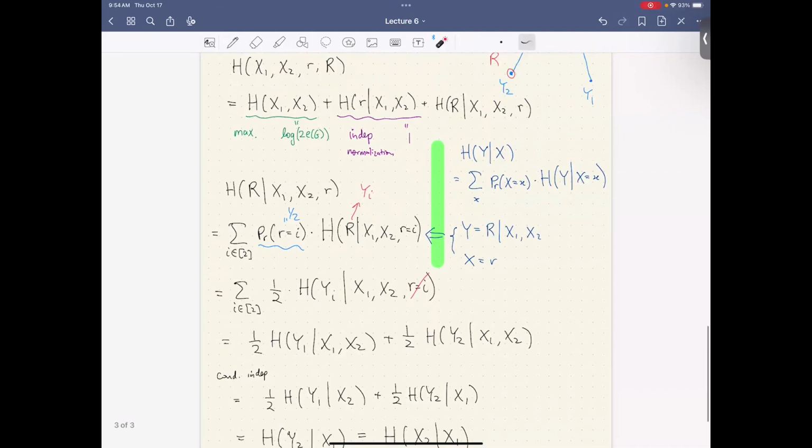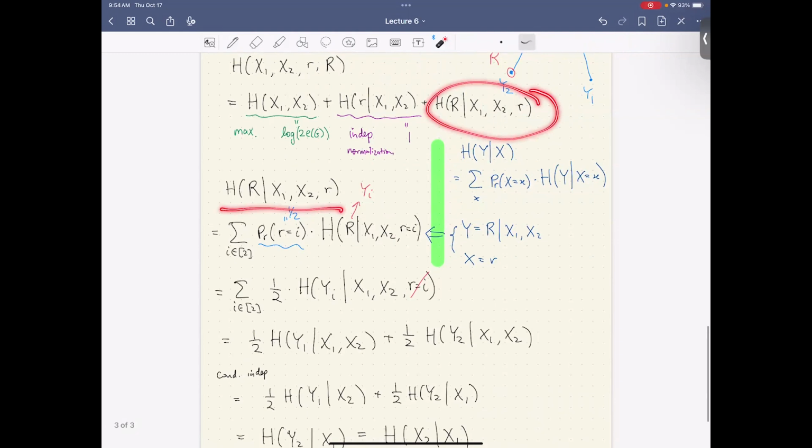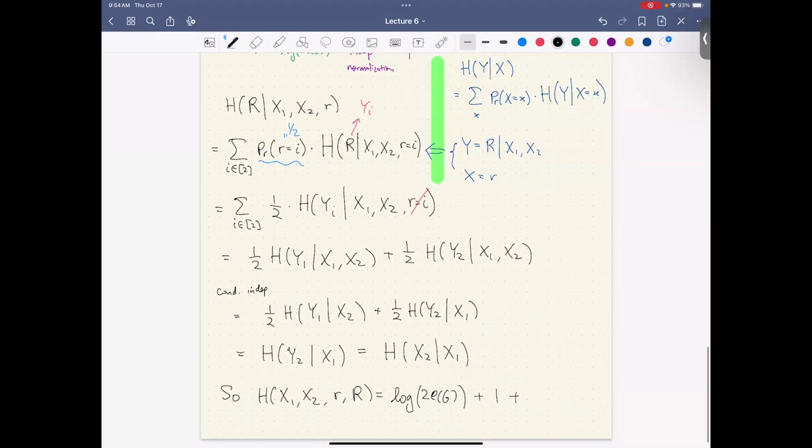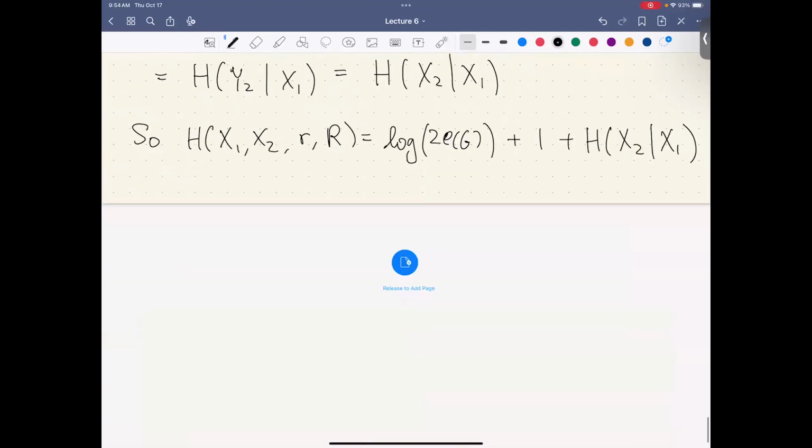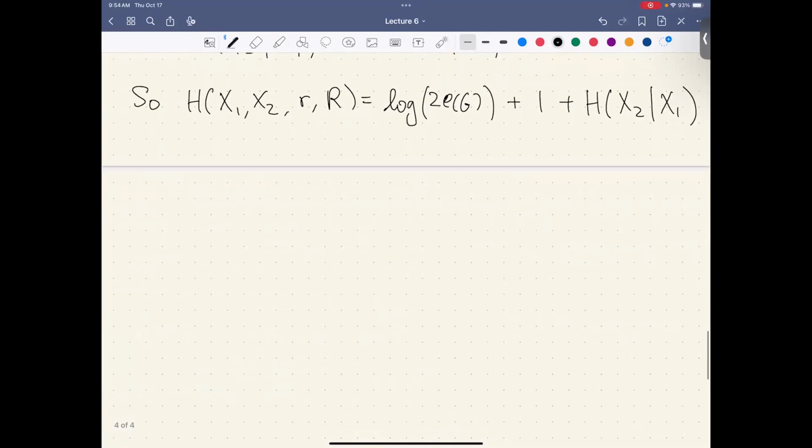Plus this last one, which we've simplified to this guy. So H of X2, X1. All right. Start with a new page and picking up from here. Now we're going to bound this joint entropy in another way.